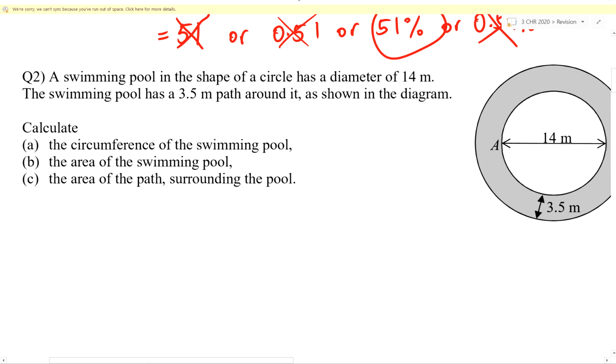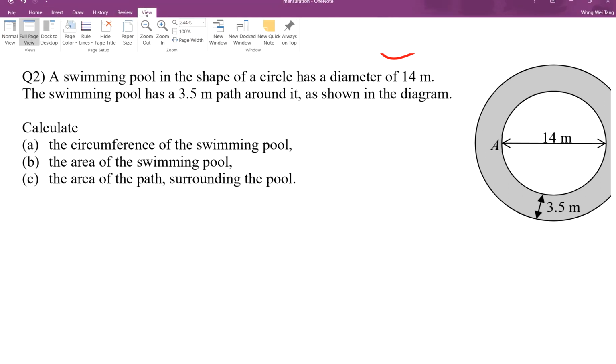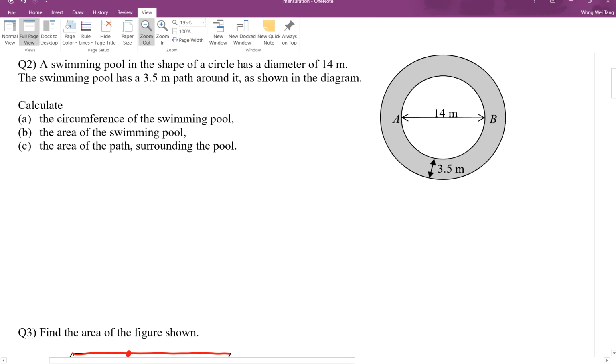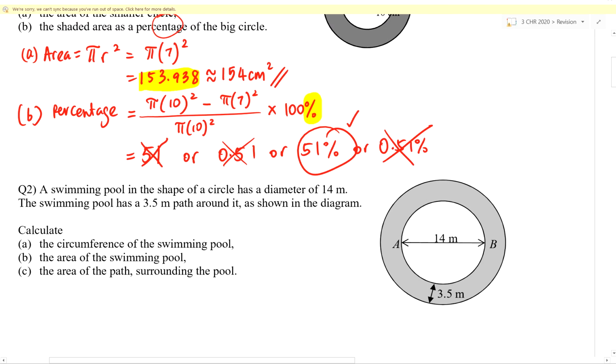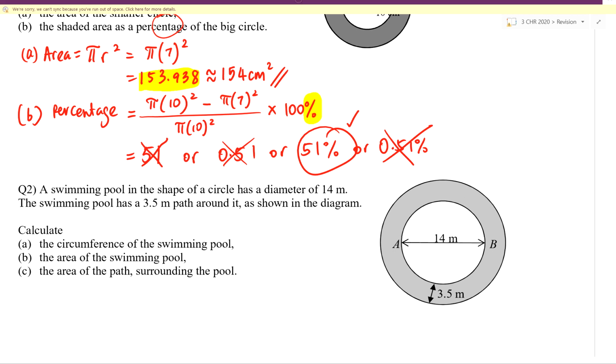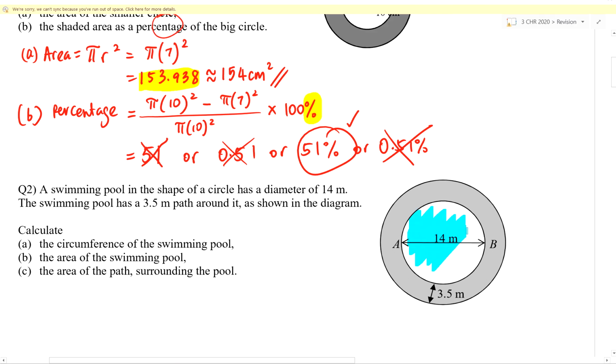Okay, next one, question 2. Please try yourself. You have 5 minutes. Okay, we have to understand the question first. Swimming pool, shape of circle, diameter 14. So here we see 2 circles again. The swimming pool has a diameter of 14 meters. So now I'm going to highlight my swimming pool in blue. This is the swimming pool.